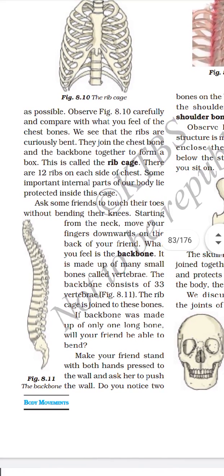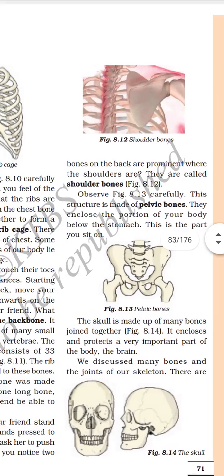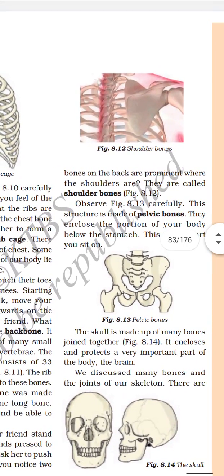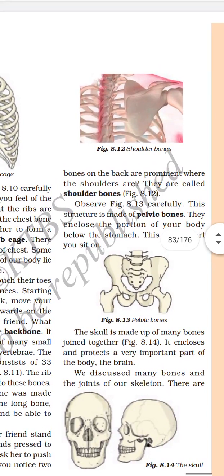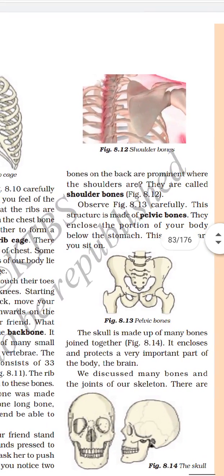Make your friend stand with both hands pressed to the wall and ask her to push the wall. Do you notice two bones at the back are prominent? These are called shoulder bones.